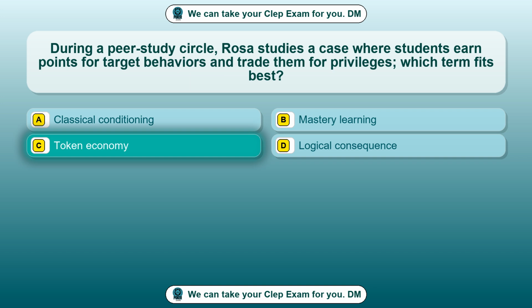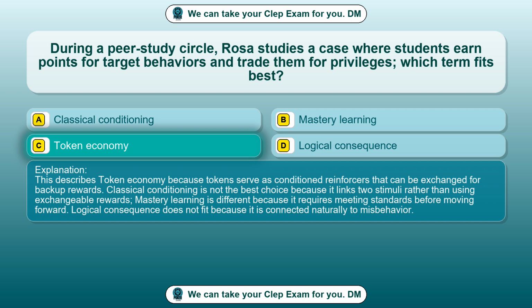Token economy. This describes token economy because tokens serve as conditioned reinforcers that can be exchanged for backup rewards. Classical conditioning is not the best choice because it links two stimuli rather than using exchangeable rewards. Mastery learning is different because it requires meeting standards before moving forward. Logical consequence does not fit because it is connected naturally to misbehavior.